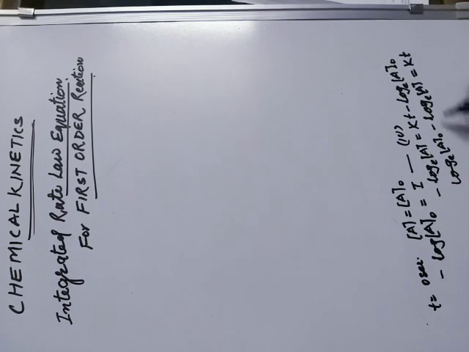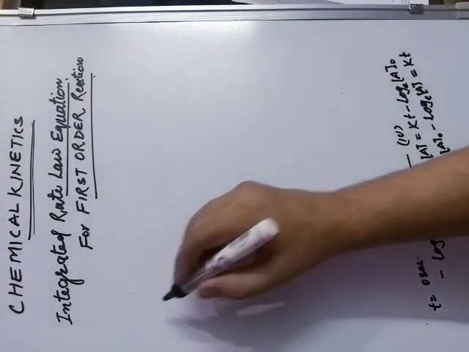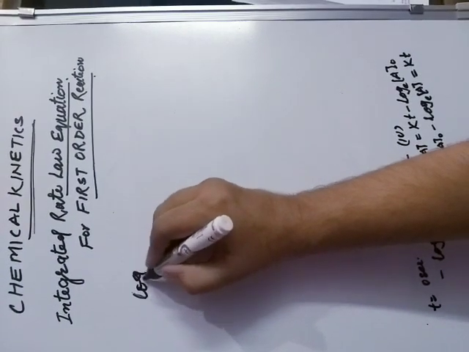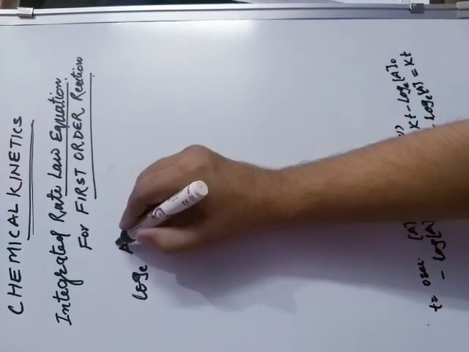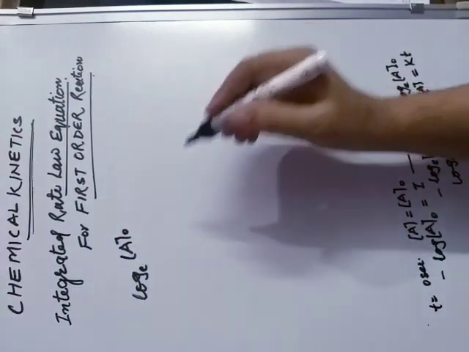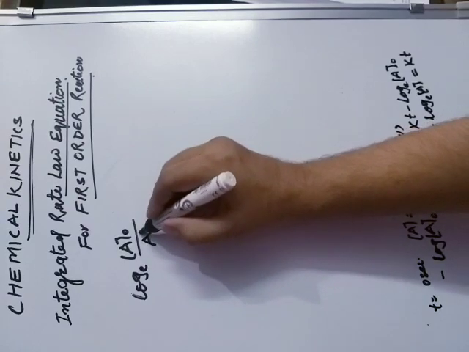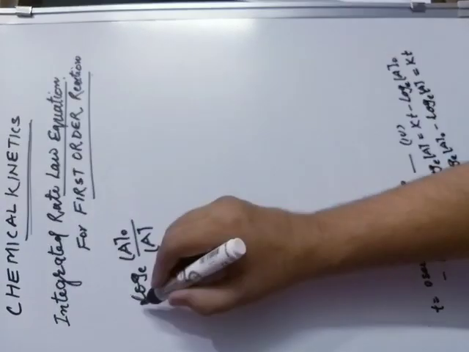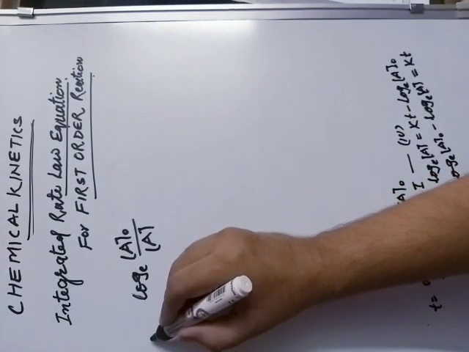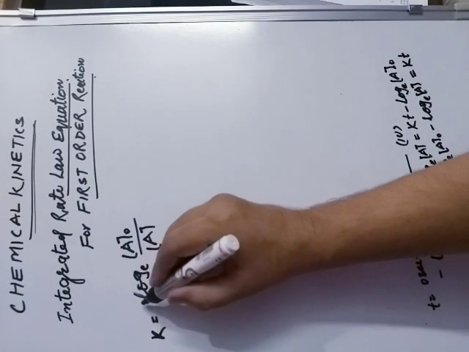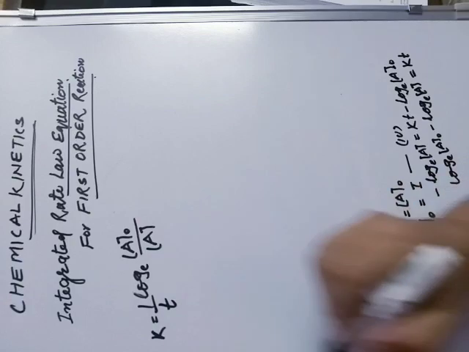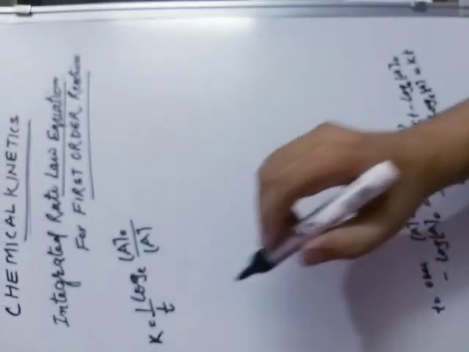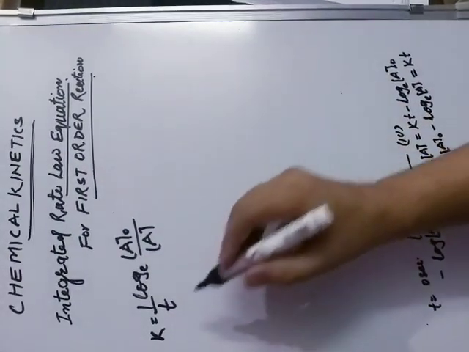After this, log A minus log B, what is that? Log base e of A naught, the initial concentration, upon final concentration is equal to Kt. How can we write this in place of that? We can write K is equal to 1 by t times that. So equal to Kt, t will come by cross multiplication, K will remain the same.